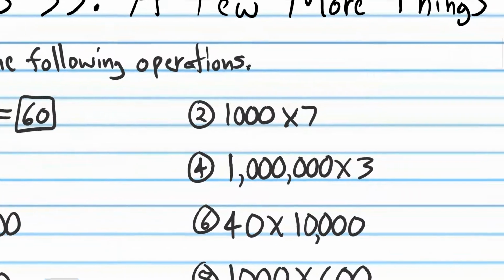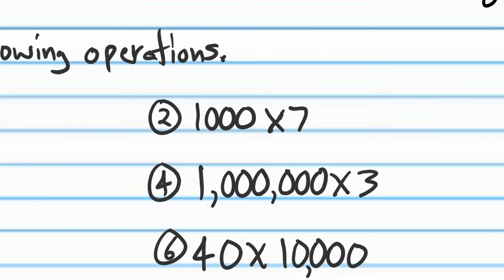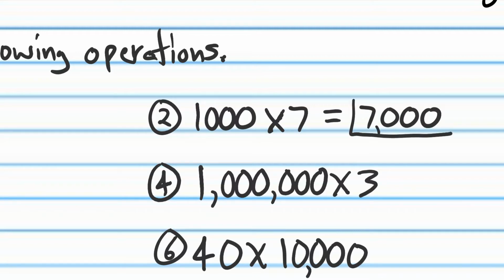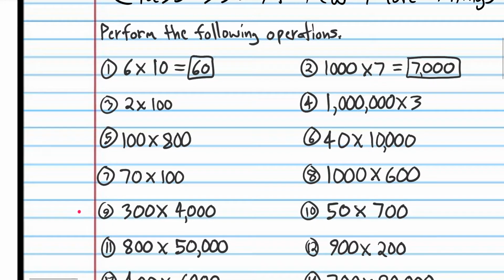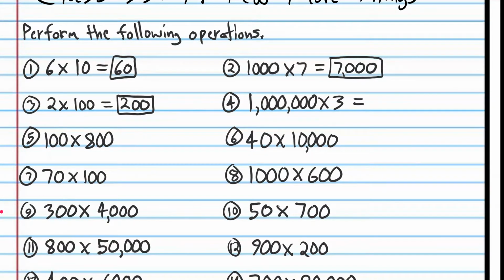So number 2, we're multiplying by 1,000. That power of 10 has 3 zeros. So you take 7 and you add 3 zeros. So again, I could just do that in my head. I didn't have to set up the math. So now you try number 3 and number 4, and when you come back, we'll do those two together. All right, we're back. You should have 200 because there's 2 zeros on that 100, and you should have 3 million because there's 6 zeros on that 1 million, the power of 10. So if you got 200 and 3 million, good job.